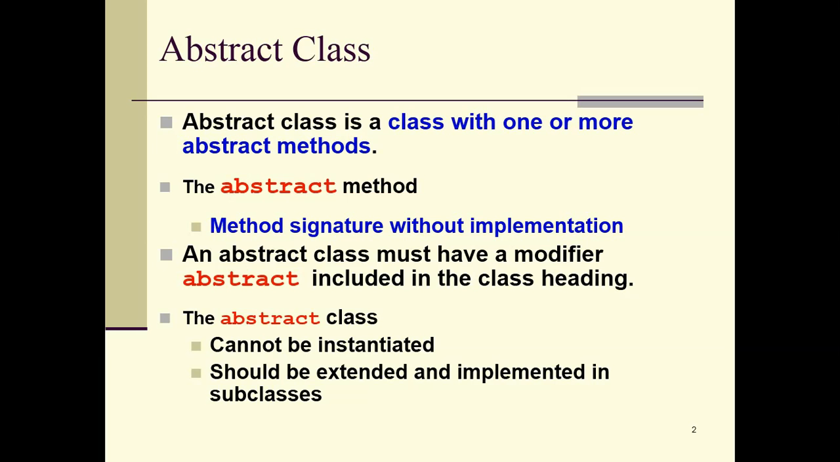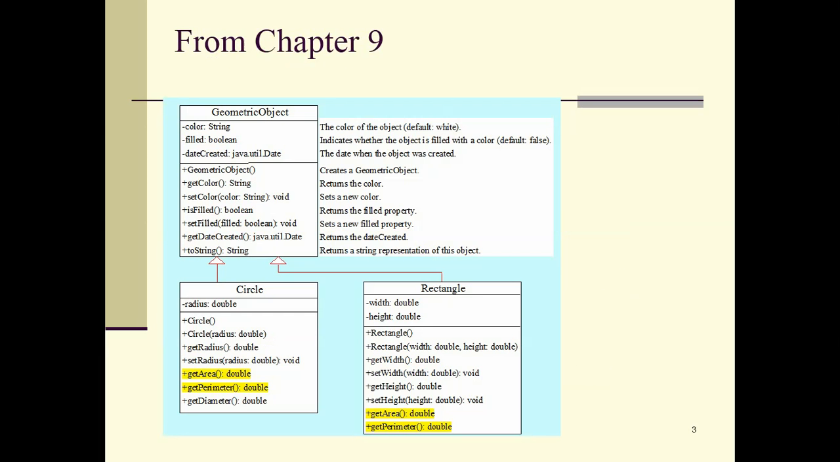The abstract class cannot be instantiated. You cannot create an object from the abstract class. You can only inherit. It should be extended, meaning it should be inherited and implemented in a subclass. Okay, so look at this one.